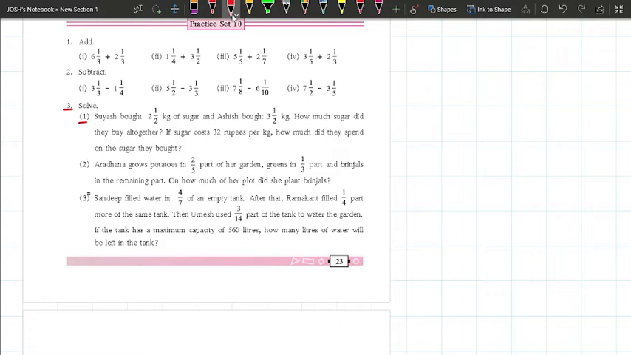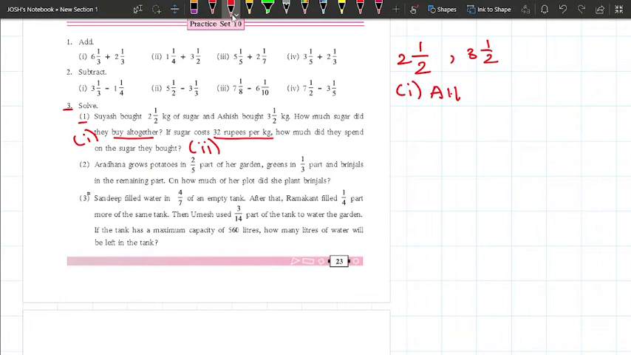It says Suyash bought 2 half kg of sugar and Ashish bought 3 half kg of sugar. How much sugar did they buy altogether? This is the first part. And if sugar cost 32 rupees per kg, how much did they spend on the sugar they bought? This is the second part. So let us solve the first part.